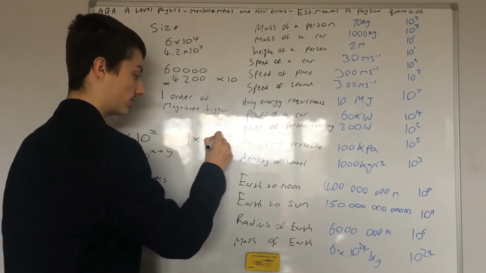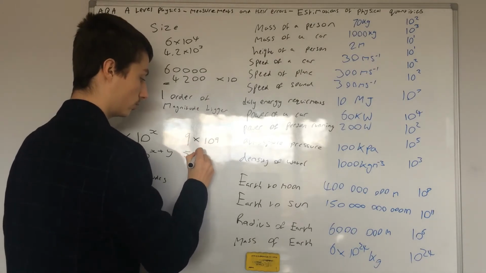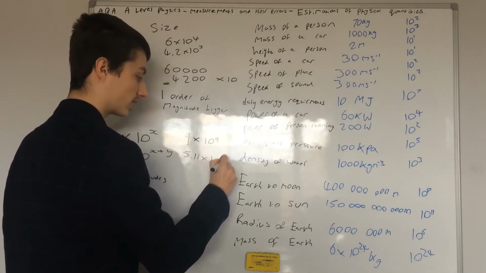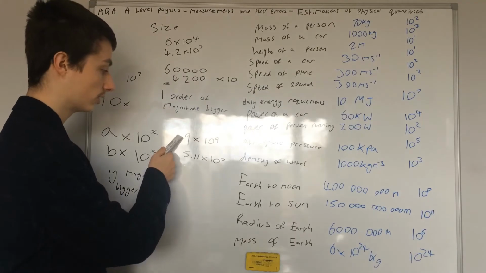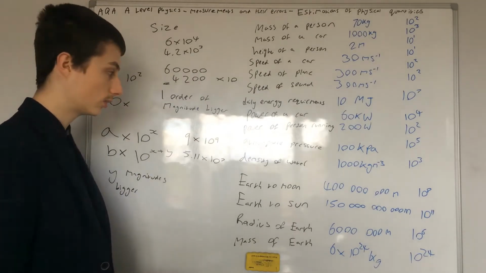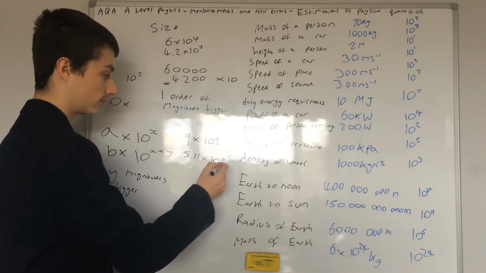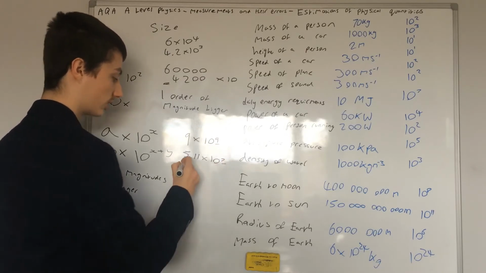Let's look at 2 more numbers. 9 times 10 to the 9 and 5.11 times 10 to the 7. How many orders of magnitude bigger is this number than this number? Well, 9 and 7, these are both in standard form, so we can say it's 2 orders bigger.